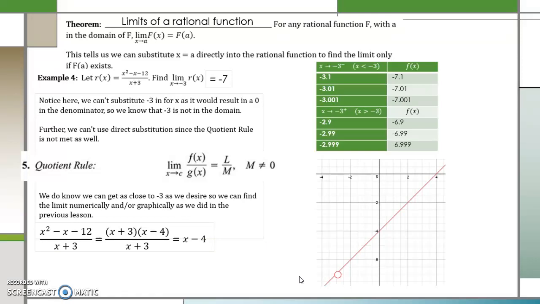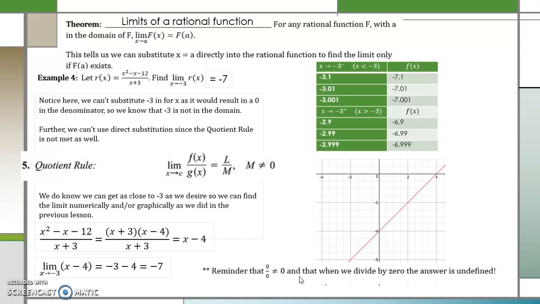Now we have a limit of rational functions, so I can actually find the limit as x approaches -3 using this reduced function value that we found. So when I substitute -3 in for x, we get -3 minus 4, which is -7, which is what we found using our table of values and graphically. Just want to remind you that 0 divided by 0 is not 0. And when we divide by 0, our answer is undefined, so be careful with that.